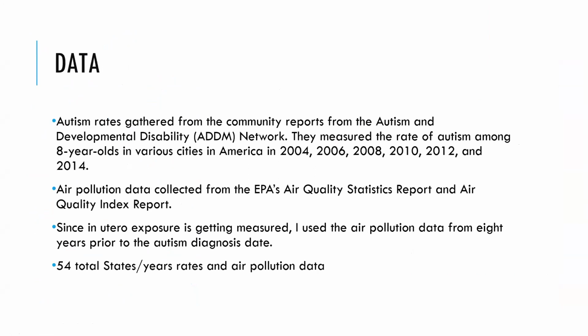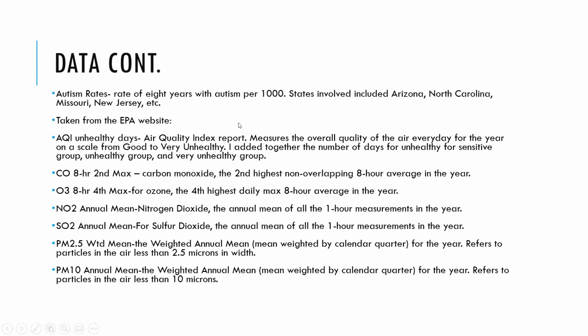The Autism and Developmental Disability Network did a really good job of measuring the autism rates of 8-year-olds in various cities across America between 2004 and 2014. They did it every other year in a bunch of different counties and cities. Not all of the counties and cities were in every single year, but they each had at least 2 years involved. And then I found some really good data on air pollution from the EPA.